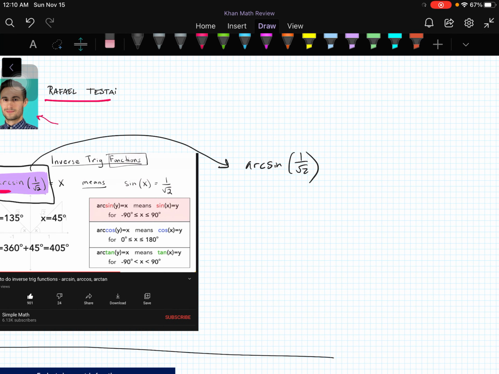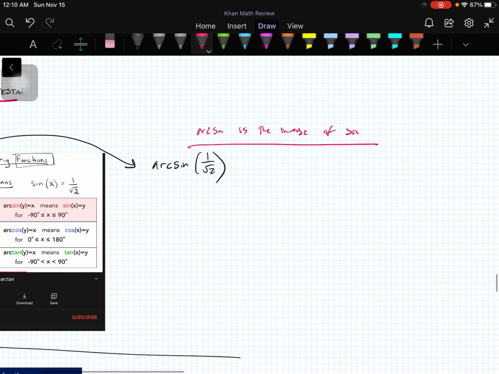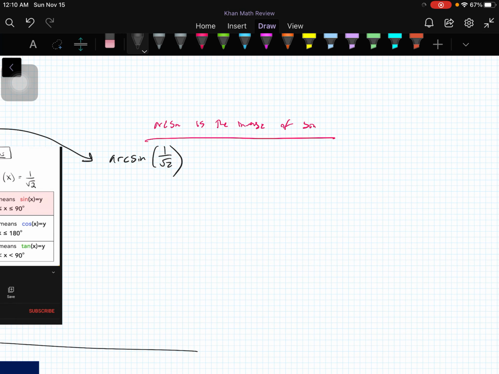All you gotta remember was what I told you guys initially. Arcsine is the inverse of sine. That's all you gotta remember. If you understood what an inverse function is, if you remember that, you can do this. So let's do the 2 boxes like I taught you guys.